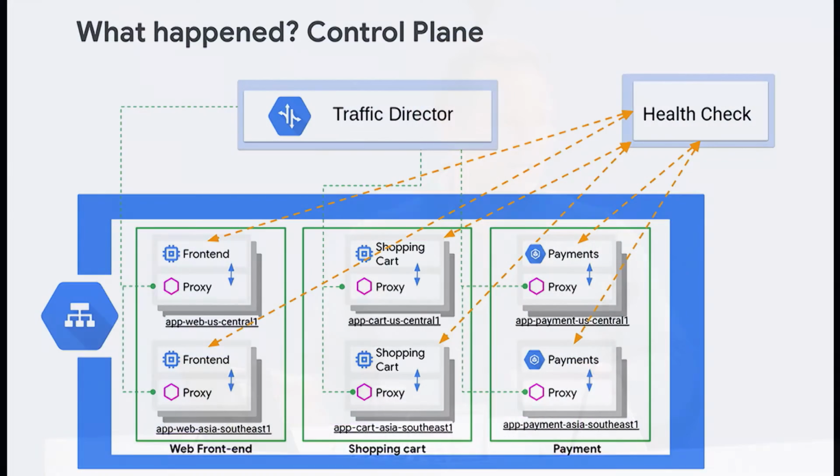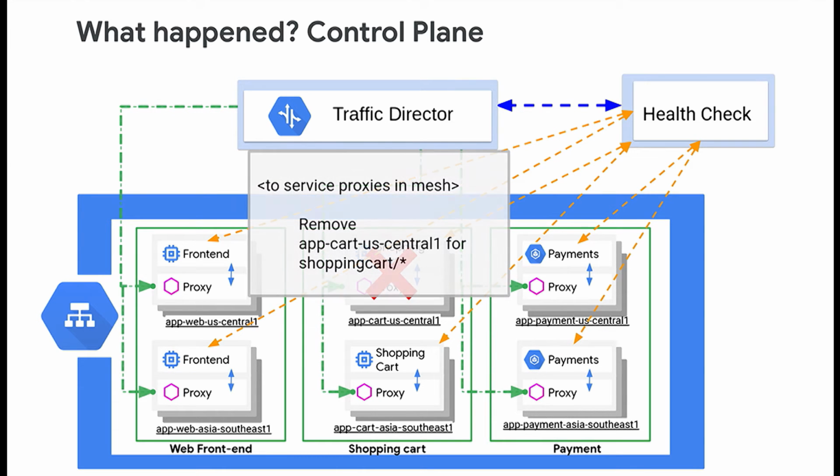So when we failed the cart service in Central, what happened? We're health checking these endpoints as a service. That's talking to Traffic Director. The cart service failed in Central, and we removed that from all the proxies within the mesh, saying, hey, you can't get here, right?